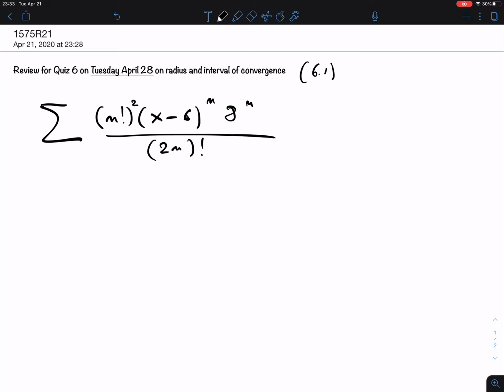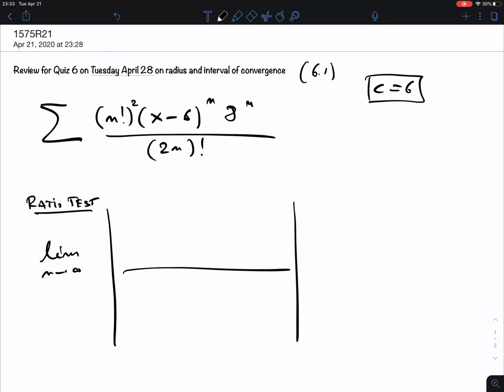First of all, what's the center here? It's always good to notice this. The center is 6 here, right? Okay. And so the ratio test that we have to do, it's always the ratio test. We take the limit for n going to infinity. It's a big fraction in absolute values.